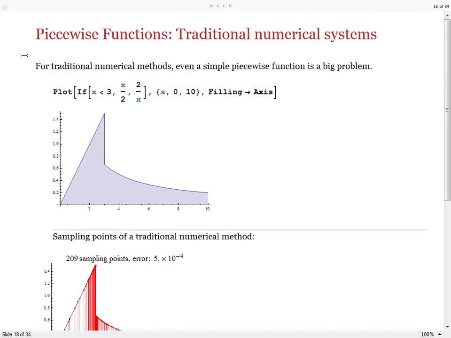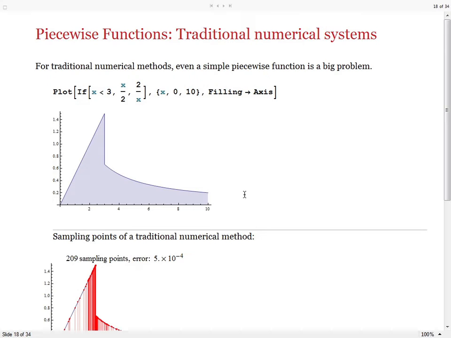So, first let's see why piecewise functions have always been, and still are, a problem for traditional numerical systems. Here's a very simple piecewise function, equal to x over 2 when x is less than 3, and equal to 2 over x otherwise. Suppose you want to numerically determine the integral of this function, the shaded area.